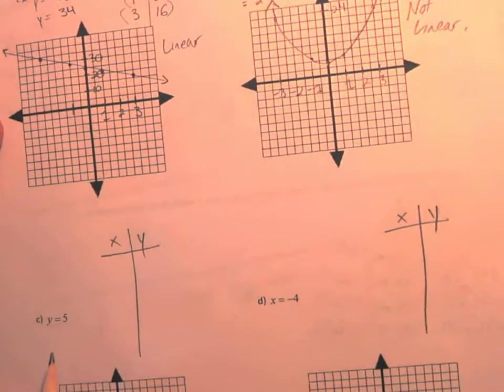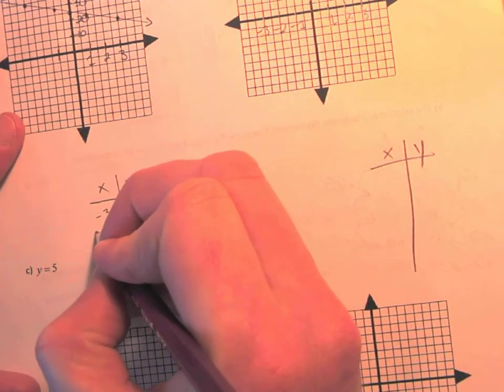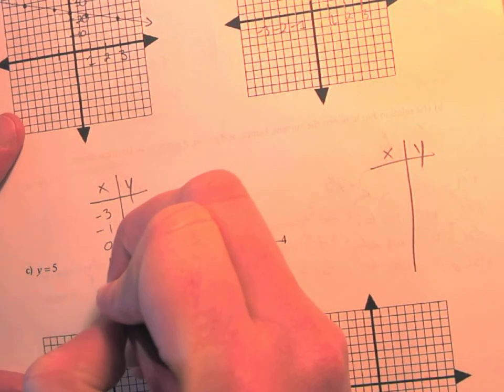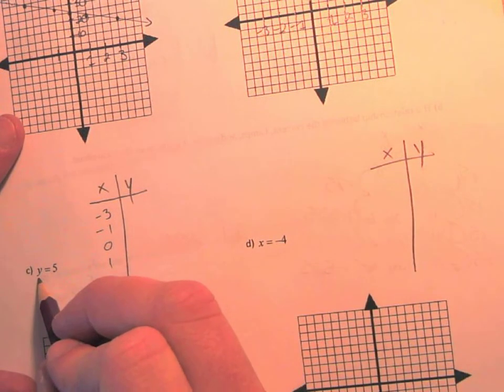Alright, this one. This one's a lot better. We'll go -3, -1, 0, 1, and 3. It's saying your y is equal to 5. It doesn't even look like an equation because there's no x in there. But the nice thing about this is it's saying y is always 5. That's what it means. Y is 5.